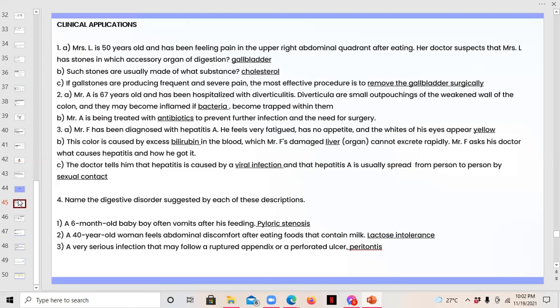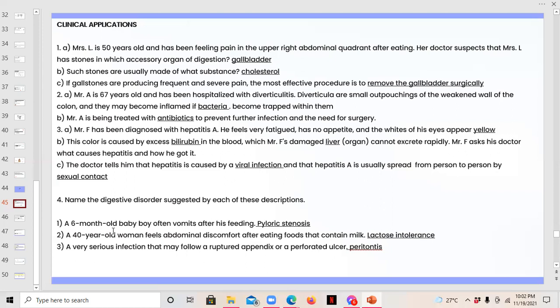Mr. F asked his doctor what causes hepatitis and how he got it. Letter C. The doctor tells him that hepatitis is caused by a viral infection and that hepatitis A is usually spread from person to person by sexual contact.